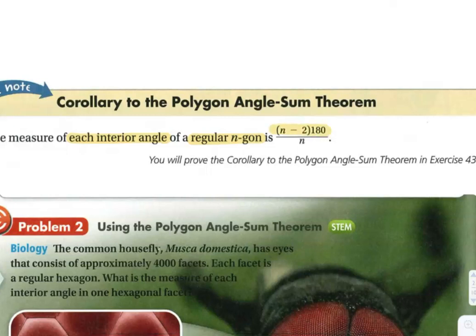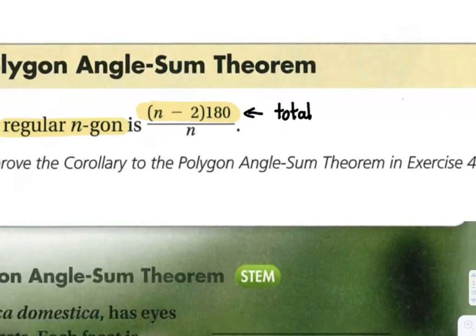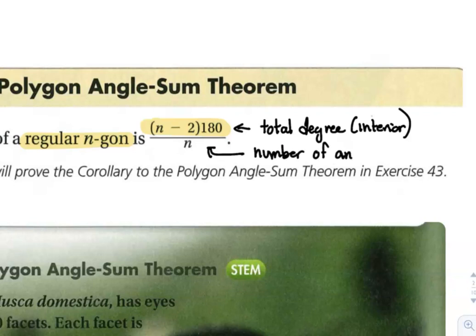So this top part is just giving us the total degree measure of the interior of our angles, which we just went over. And then when we divide by n, that's just dividing by the number of sides, or actually, I'll say the number of angles. Here the number of sides will be the same as the number of angles, but since we're trying to find the degree measure, I'll just refer to it as the number of angles.